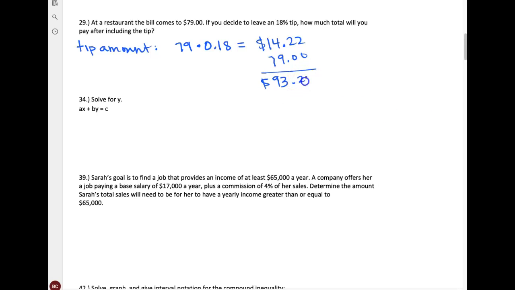That's quite a restaurant bill, right? Must have taken out the whole family, extended family, my word.